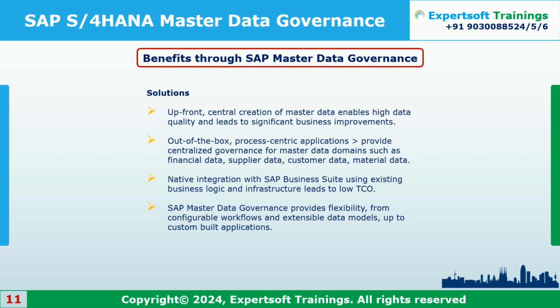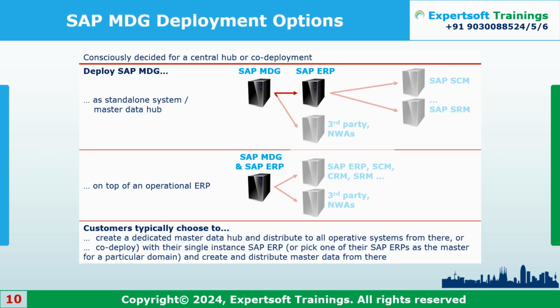So you mentioned hub and co-deployment. I'm just trying to understand. When you say SAP MDG is a central hub, is it on top of ERP or S4HANA, or is it a single environment or a separate environment? For example, if I want to create an account group, should I create it in SAP MDG or in SAP ECC?